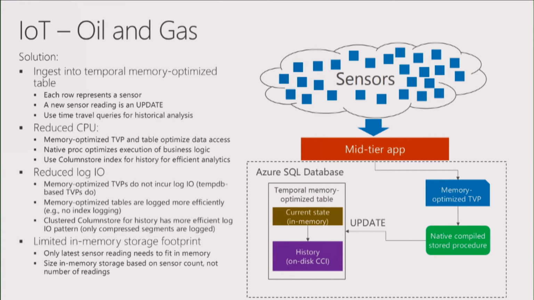So they managed to reduce CPU through the use of memory optimized TVPs, because of memory optimized table access, because of the native compilation. They reduce log I/O because memory optimized TVPs don't incur any log I/O. Traditional TVPs do in TempDB, and you have more efficient logging. And with temporal tables, they managed to limit their in-memory storage footprint.